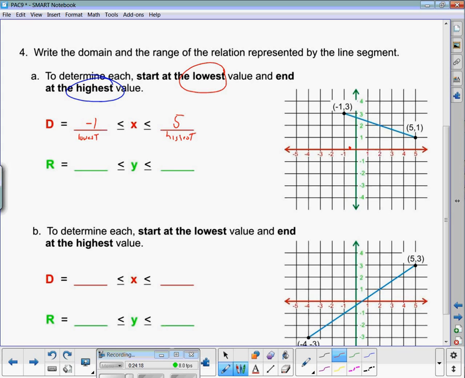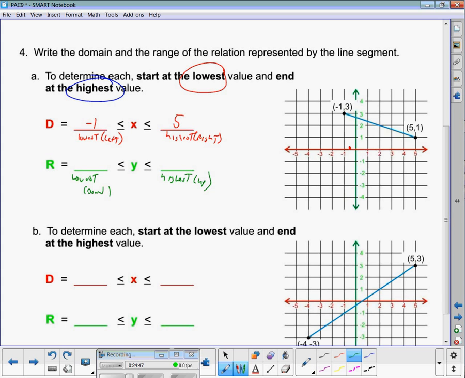So you always start lowest. By the way, lowest is left, correct? Highest is right. Now the y is up, down. So the lowest is down, and the highest is up. So what's the lowest girl? What's the lowest numbered girl?